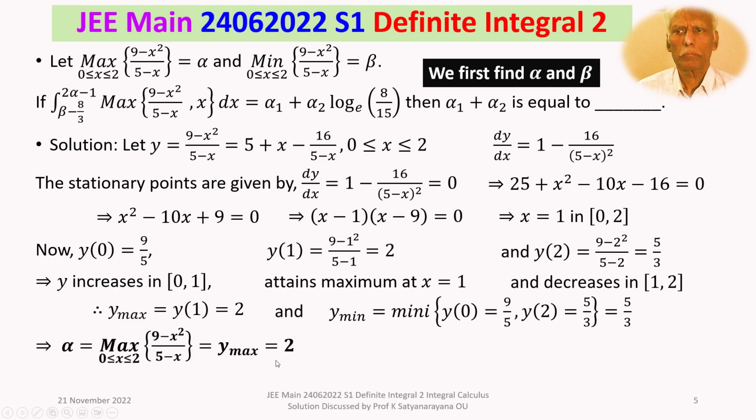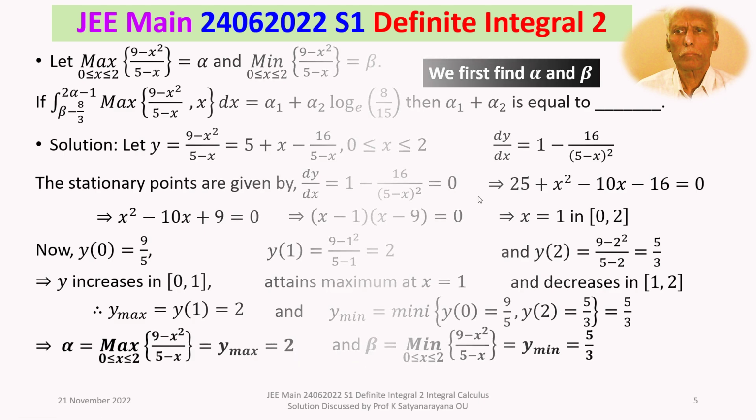So thus we got alpha is equal to 2 and beta is equal to the minimum of this (9 minus x square) by (5 minus x), which we called y, and the minimum is taken for all x belonging to the closed interval 0 to 2, and that is y min, which we have already calculated as 5 by 3. Thus we got alpha is 2 and beta is 5 by 3. Let's continue in the next slide.